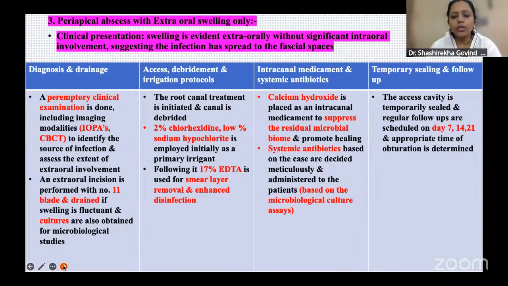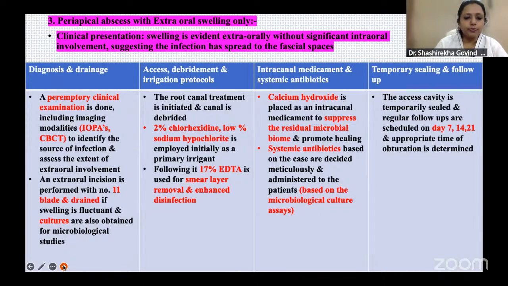Later you can go ahead and give the calcium hydroxide. We give calcium hydroxide as an intracanal medicament when there is complete resolution of your extraoral swelling, there is no pus discharge and you have clean canals, so that any periapical lesion is going to heal. Usually it is done after 7 days. Then you can wait for 14 days and go ahead with your obturation based on the clinical as well as radiographic signs and symptoms.